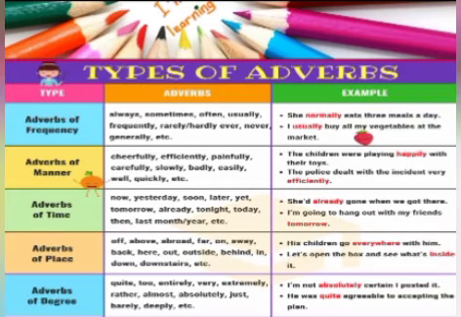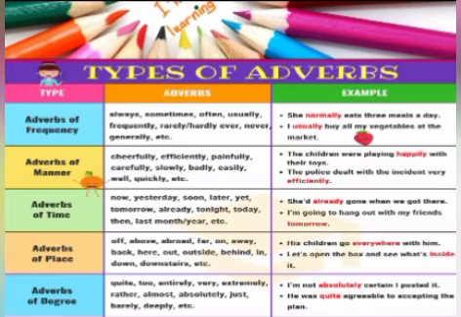Then adverb of manner, which tells you how the action is going to be done. Cheerfully, efficiently, painfully, carefully, slowly, badly, easily, etc. The children were playing happily with their toys. How they were playing? Happily. The police dealt with the incident very efficiently. How the police dealt? Efficiently. So it is adverb of manner.